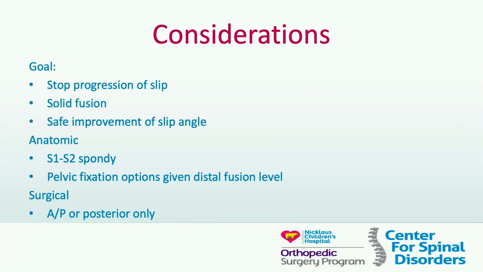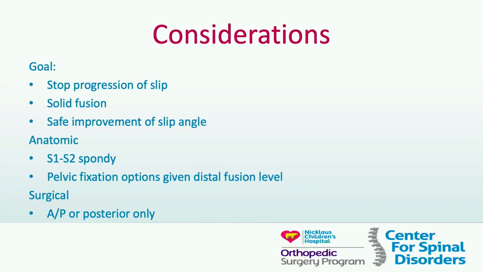From the anatomic standpoint, we see that it's S1, S2, so pelvic fixation options are going to be a little bit different in this patient because a pelvic screw, or an iliac screw rather, is not going to line up with your construct. But when we think of an S2AI option, this is not going to be useful in this patient because our fusion is going even lower than that.